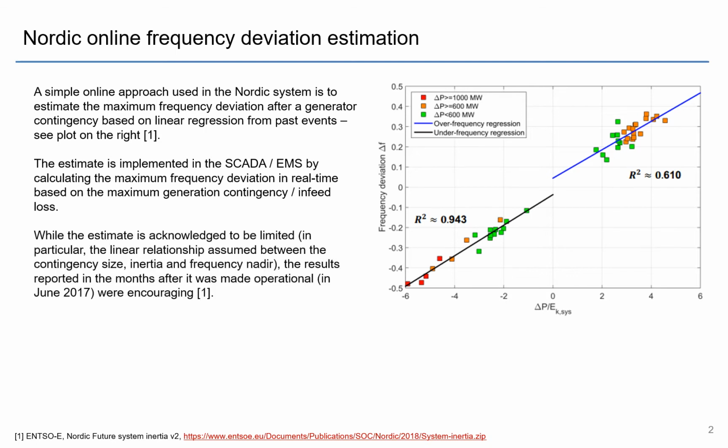And while this estimate is acknowledged to be fairly limited, and particularly the assumption that there's a linear relationship between contingency size, inertia, and frequency is probably not correct, the results reported in the months after it was made operational in June were fairly encouraging.